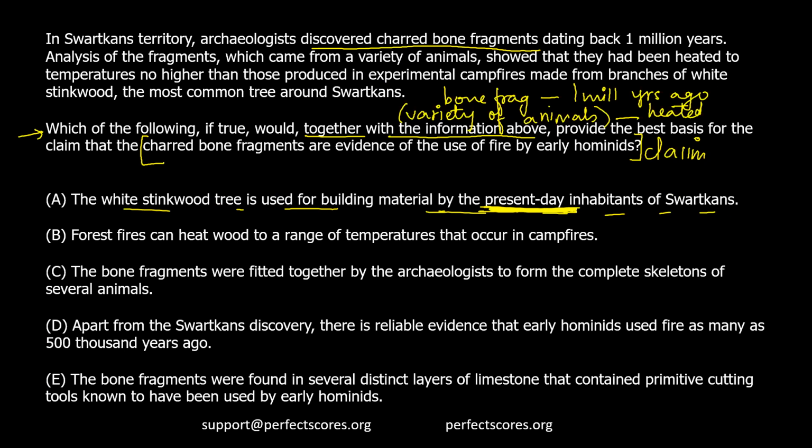No, because it talks about present day. It basically does not matter. So let's just write DNM. Does not matter. Okay, what about B? Forest fires can heat wood to a range of temperatures that occur in campfires. What do you think this option is doing?